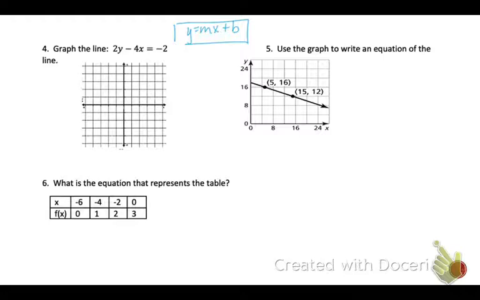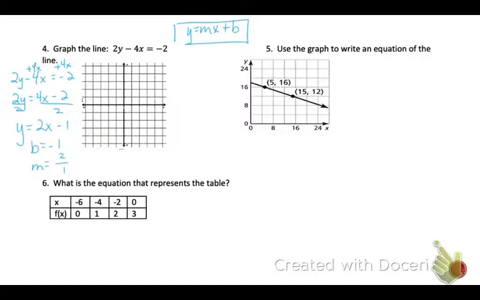So number 4, to graph the line, we want to get it into that form. So the first thing you want to do is solve for y. So write down the equation and then move your x term away from the y on the left side. So add the 4x to both sides. You get 2y equals 4x minus 2. Then divide everything by 2 so that you can isolate the y. So now you have the linear equation y equals 2x minus 1.